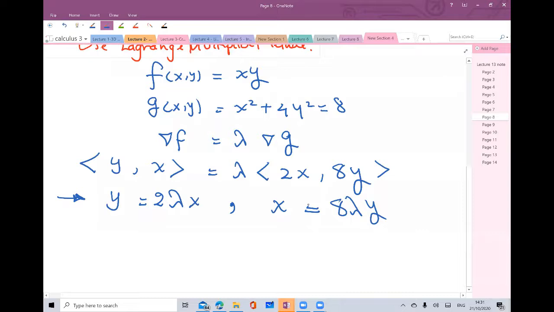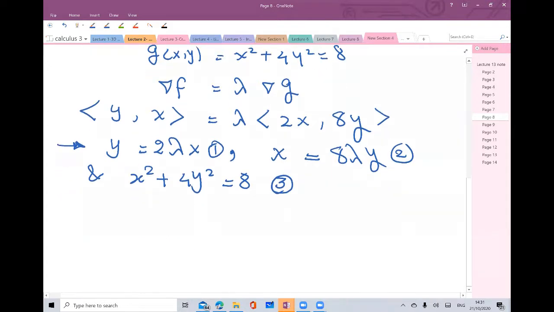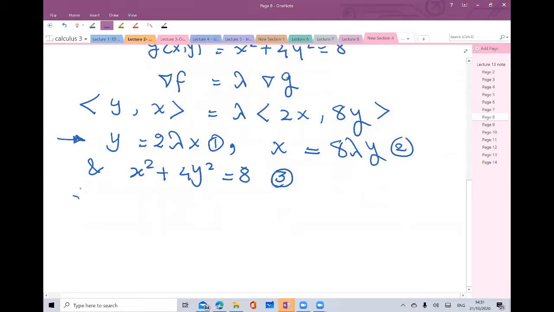If I have these two equations, I remind myself I still have the third equation, which is the constraint. I'll put it here with my equations, to know that I need to solve these three equations simultaneously to get x, y, and z. If I need to solve these for x, y, and z, there's no z here, so for x, y, and lambda. Okay everyone? Any questions so far?